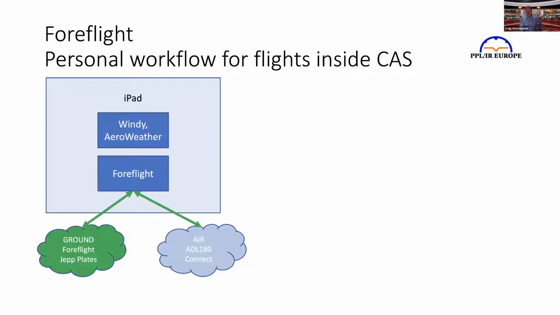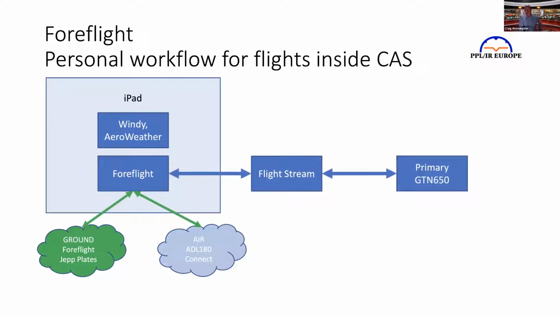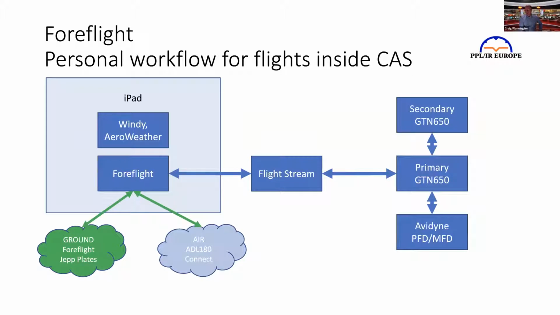As you'll see in the demo, they're slightly expired because I haven't been flying for a while, but now hopefully that will change. I'm fortunate in the air that I've got the Goltzy ADL 180 Connect system, and so that gives me in-flight the weather radar with all the notices and warnings about delay. I use Flightstream, which connects through to the primary GTN, and from that primary GTN, that syncs out to the secondary GTN and the Avidyne.